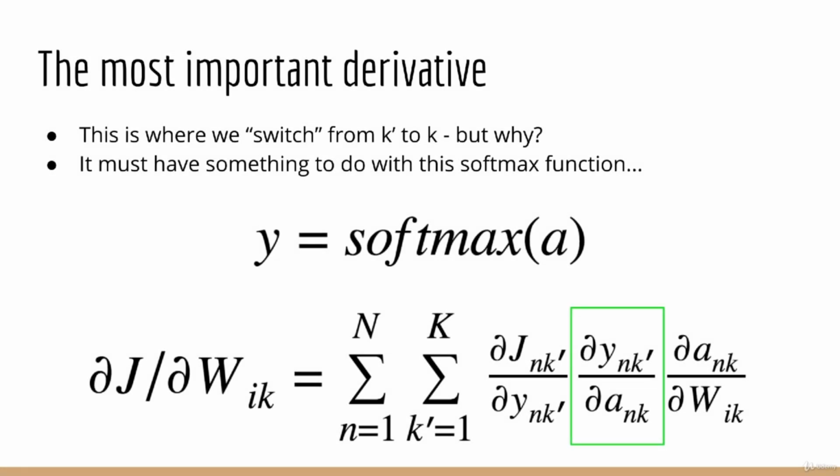The most important derivative here, I think, is the middle derivative, d y_k prime by d a_k. This is, of course, because that's where the boundary is, where we switch from k prime to k. Now you might ask, why do we switch from k prime to k? Good question, and this is important. If you recall, y is just the softmax of a. So now you realize there's something non-trivial about this softmax function that we have to deal with. This is also, by the way, why you learn about binary logistic regression before you learn about multi-class logistic regression, which is quite a bit more difficult.